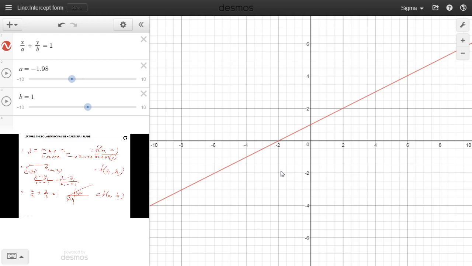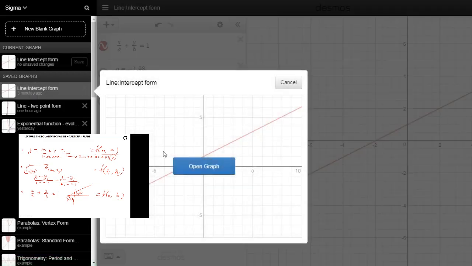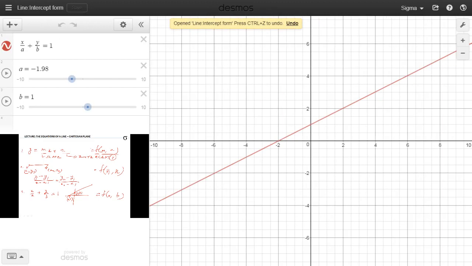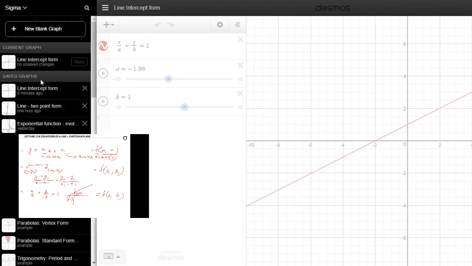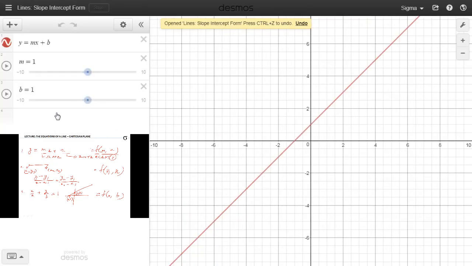Let's start with the slope-intercept form. This is the line in the two-intercept form, but we will use the slope-intercept. So the slope-intercept form is y equals mx plus b. Here we can define m and b.